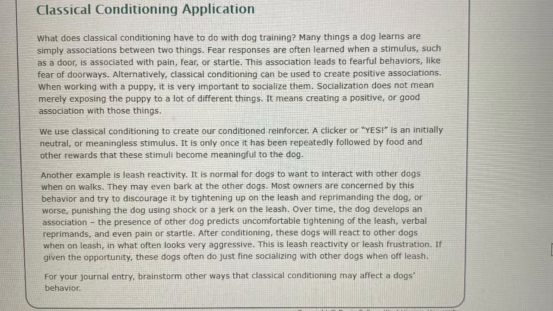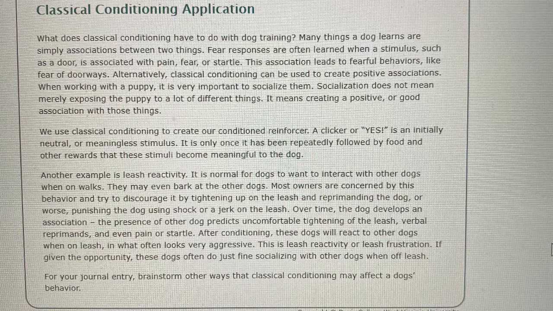We use classical conditioning to create our conditioned reinforcer. A clicker or a "yes" is an initially neutral or meaningless stimulus. It is only once it has been repeatedly followed by food and other rewards that these stimuli become meaningful to the dog. Another example is leash reactivity.